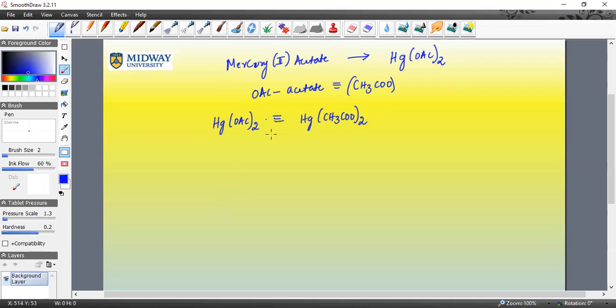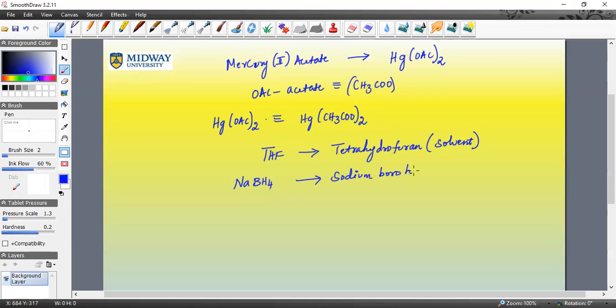So mercury 2 acetate, and the second thing I said is THF. It's called tetrahydrofuran. This is an excellent solvent. It's an organic solvent commonly used in many organic reactions. And the third thing I said is sodium borohydride. These are the major components that we are going to use in the formation of the alcohol. So these are basically your chemical reactants that would react with your compound containing the double bond.